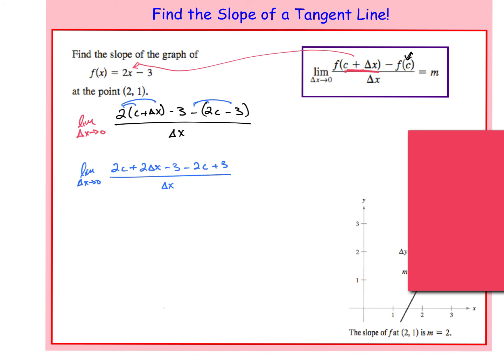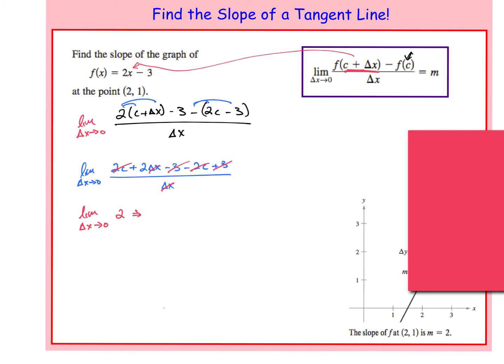Now, some lovely things should happen here. What happens? The 2c's cancel. And the 3's cancel. Anything else? The delta x's cancel as well, and leave you with 2. So now I have the limit as delta x approaches 0 of 2.